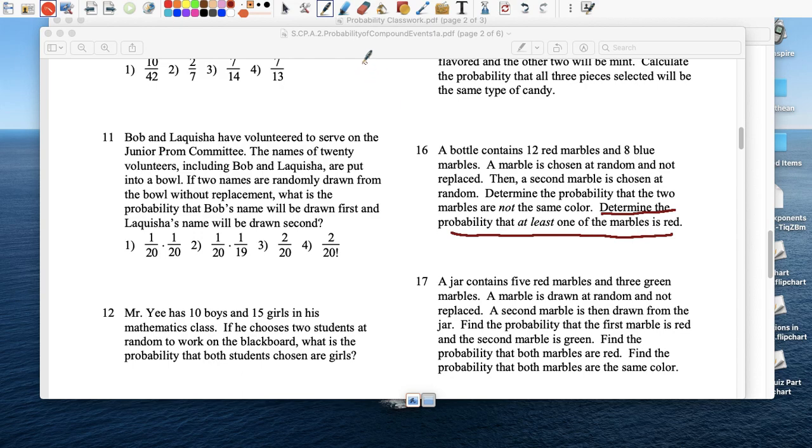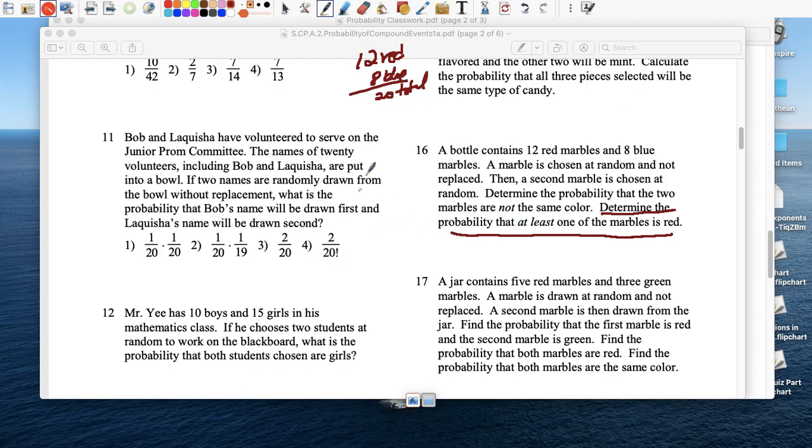So 12 red, 8 blue, gives me a total of 20. I need to write that down: the probability that at least one of the marbles is red. When you're selecting two, you're picking two marbles and you're not returning the first. So you keep it, right? So our total is going to change. You've got to be aware.